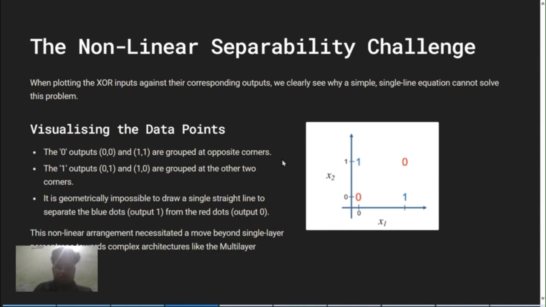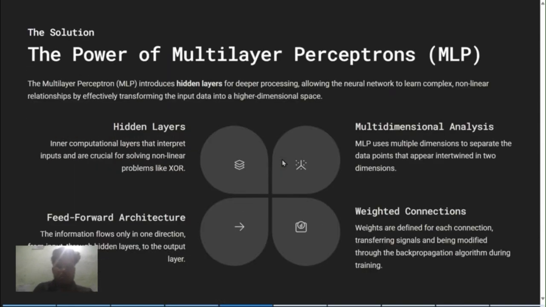And let's see about the solution. The solution is the power of MLP, which introduces a hidden layer for deeper processing to solve this problem. The key features of hidden layers are feed forward architecture, multi-dimensional analysis, and weighted connections.